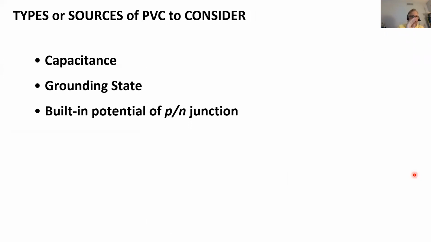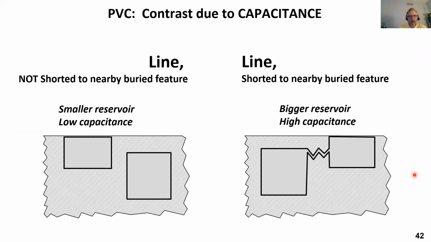Let's consider the types of PVC, the different mechanisms that can lead to PVC. The capacitance, grounding state, and the built-in potential of a PN junction. First, looking at capacitance. Let's say we have two lines. One that is a good non-defective case that is not shorted to a nearby feature. It has a smaller reservoir with a low capacitance. Then we have a line which is defective. It's shorted to a nearby buried feature. In this case, we have a bigger reservoir, a high capacitance.